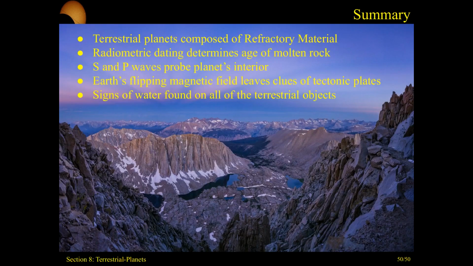And last, we talked about how there are signs of water on all of the terrestrial objects. Definitive confirmation, we haven't found any liquid water out there. We know there are trace amounts of vapor and ice on every terrestrial object out there. And now the hunt is for a big deposit of them, something that we can use.